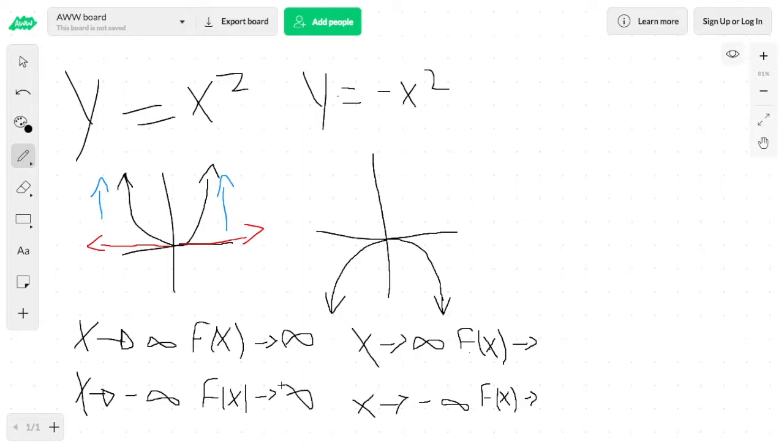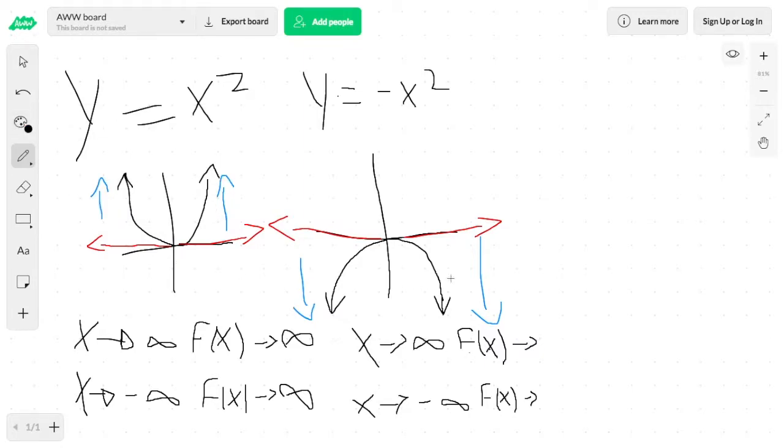Now for the next equation, if the coefficient right here is negative and the exponent is still even, the equation will make a negative quadratic equation with both sides pointing down. And then much like the other equation, when x goes to positive infinity, or to the right, and goes to negative infinity to the left, y, or f of x, goes down. So this would mean that f of x is going to negative infinity.